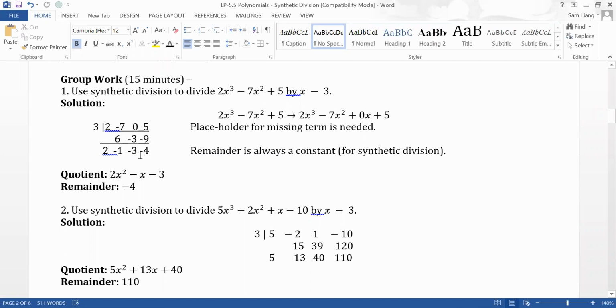The quotient is going to be 2x squared minus x minus 3. Again, we always start off 1 degree less than the dividend. So 2x cubed, it would be x squared, right? So in this case, 2x squared minus x minus 3. The last number is the remainder, which is -4.